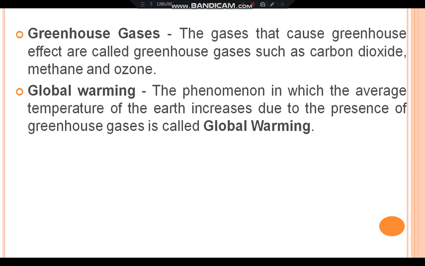What are the various greenhouse gases? The gases that cause the greenhouse effect are called greenhouse gases, such as carbon dioxide, methane and ozone. What is global warming? The phenomenon in which the average temperature of the earth increases due to the presence of greenhouse gases is called global warming.